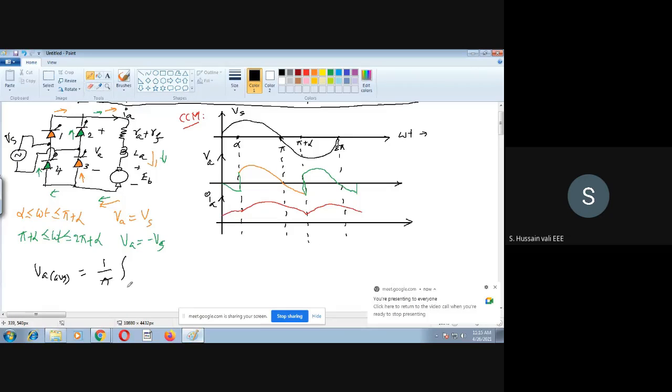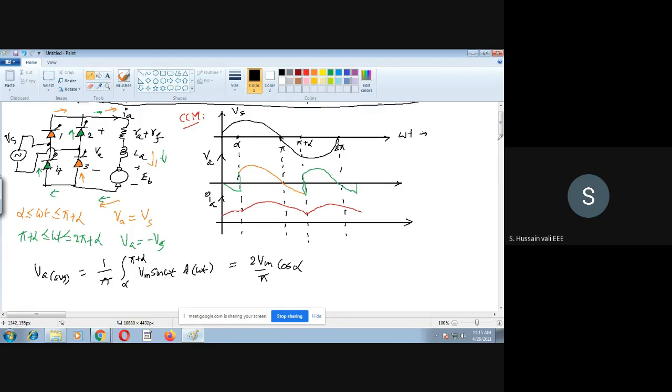So alpha to pi plus alpha. In this duration, VA is equal to VS. What is VS? VS is Vm sin omega t because it is a sinusoidal waveform, d of omega t. The derivation of this we already did in the previous cases of the separately excited DC motor. So we got this answer: 2 Vm by pi into cos alpha. You can do that, you will get the same answer here. Okay, this is what we got for the average output voltage.